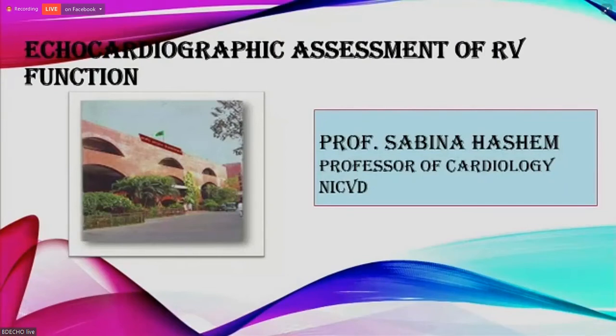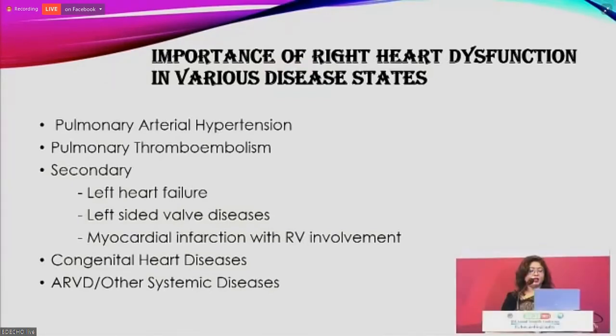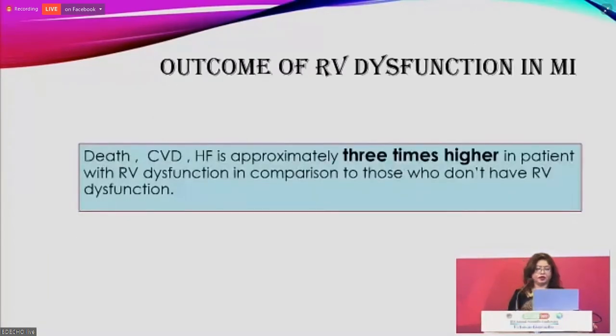Today my topic is echocardiographic assessment of RV function. So the importance of right heart dysfunction in various disease states: pulmonary arterial hypertension, pulmonary thromboembolism, secondary to left heart failure, left-sided valve disease, myocardial infarction with RV involvement, congenital heart diseases, and ARVD and other systemic diseases. In case of MI, death, CVD, and heart failure are approximately 3 times higher in patients with RV dysfunction in comparison to those who don't have RV dysfunction.